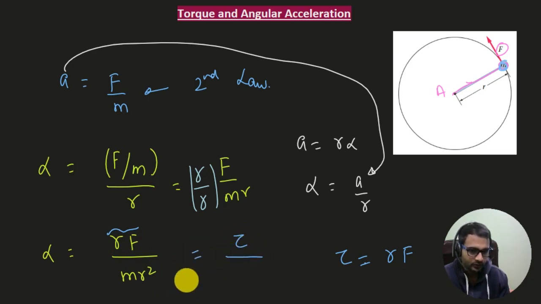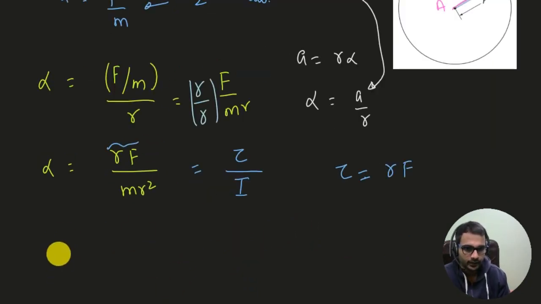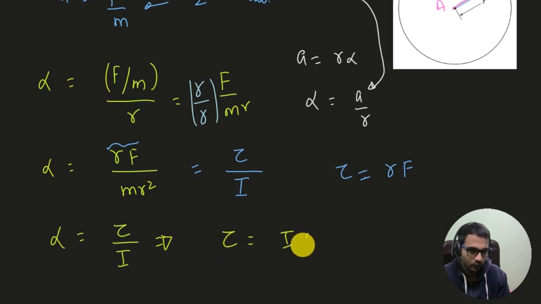And one more thing is here, m r square. m r square is what? The moment of inertia of a mass m rotating in a circle. This is I, the moment of inertia. So what we can conclude from here is that alpha is equal to torque divided by the moment of inertia I. The angular acceleration is directly proportional to torque and inversely proportional to the moment of inertia I. Now if you rearrange, you'll get that torque is equal to I into alpha.